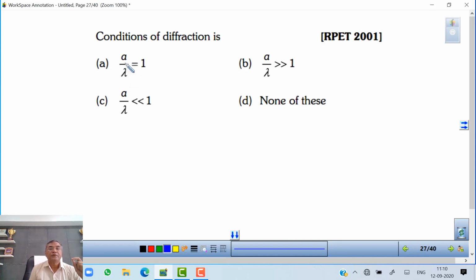So if lambda is larger value, it means that this is smaller value.